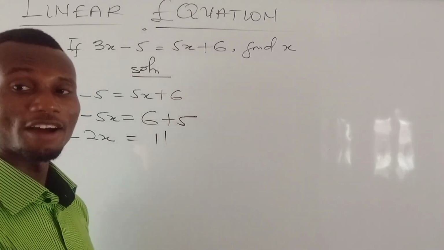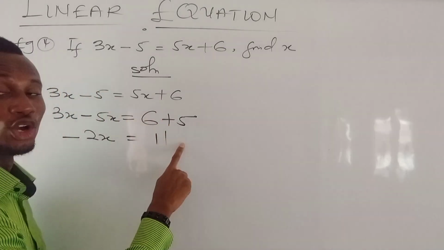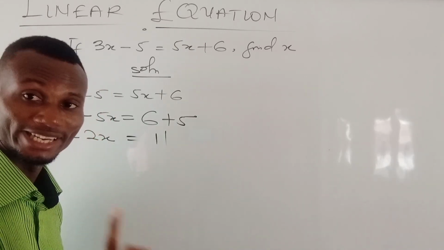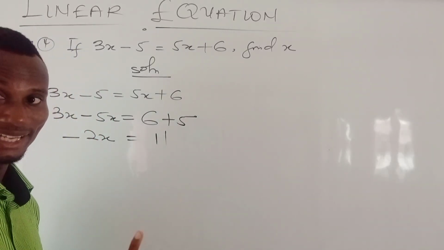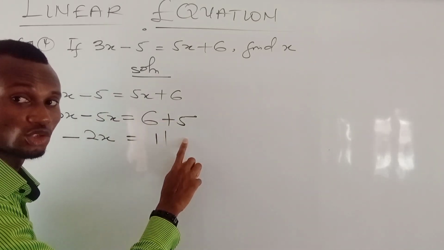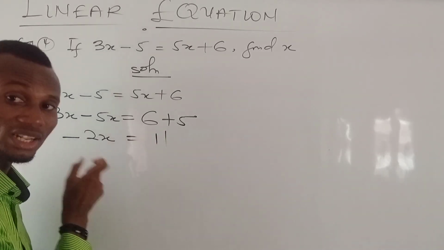Okay, and again, I've explained that you cannot say that you want this minus 2 to cross the equal sign to come and join the 11. Students make that mistake, so I'm saying it so that you don't make that mistake. So you cannot say that this minus 2 should cross the equal sign and come and join the 11. No, why? Because the minus 2 and the s, they are multiplying.